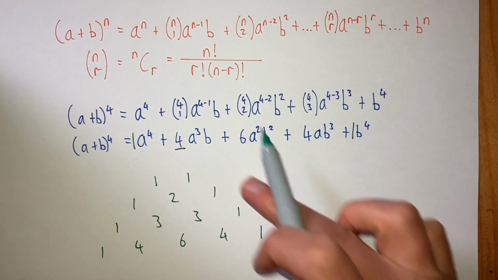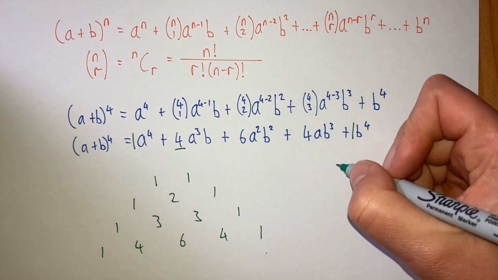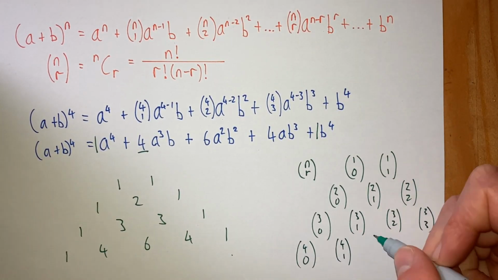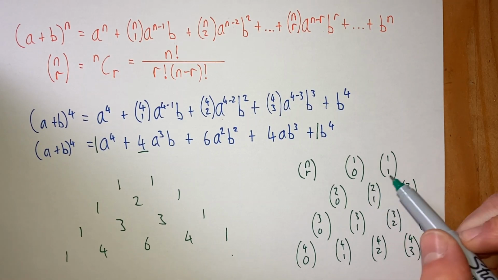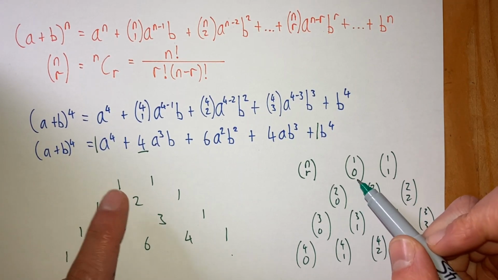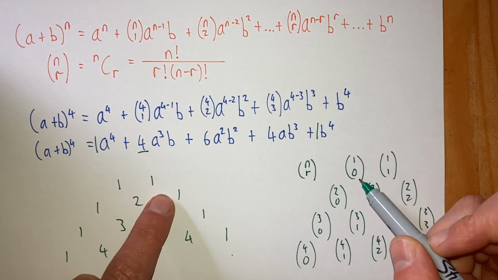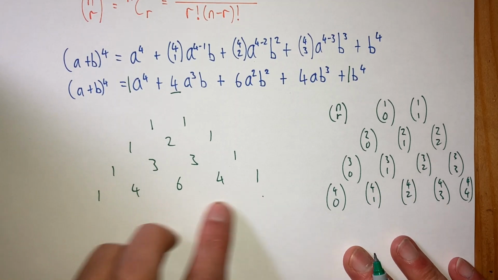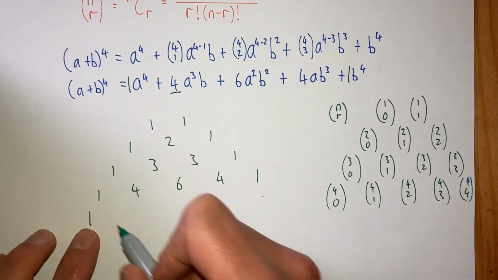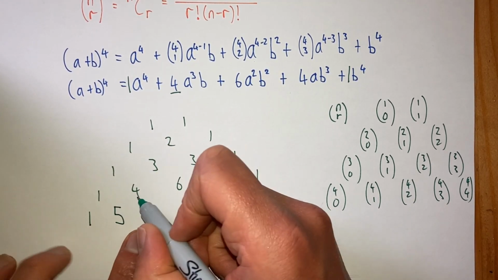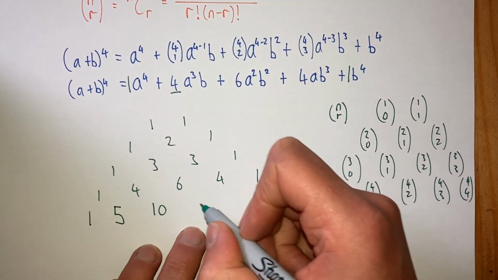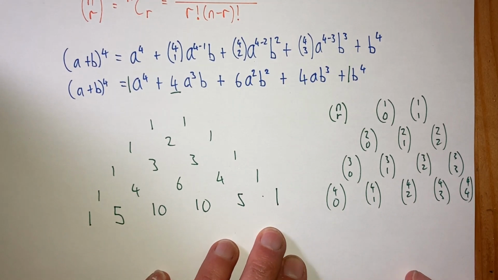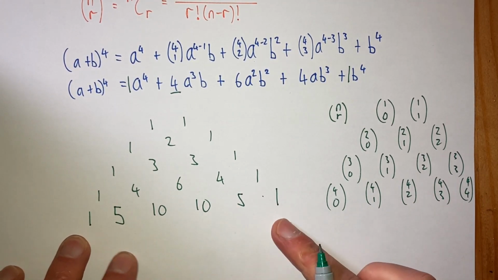This triangle can also be represented as follows. Now, each of these can be calculated to give us the same values as in Pascal's triangle. The next row of Pascal's triangle would be 1, and then 1 plus 4 is 5, 4 plus 6 is 10, 6 plus 4 is 10, 4 plus 1 is 5, and then there's a 1 at this end. And notice that it's symmetrical.